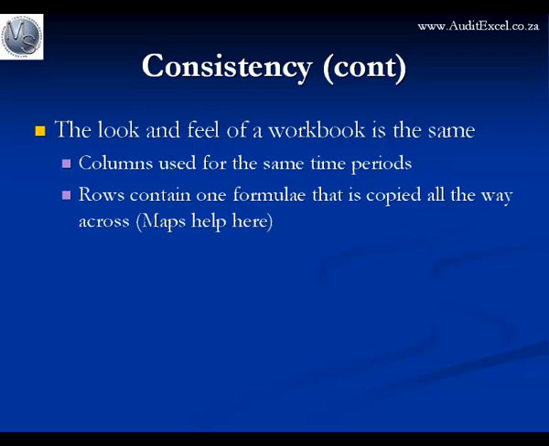The other important aspect is to make sure that the look and the feel of your workbook is exactly the same. So if in one sheet of your workbook you use a column for one time period, try and make all the sheets in that workbook use that same column for the same time period. Similarly with rows, if you have one row, try and make it one formula and copy that formula all the way across. From your experience with maps, I'm sure you can imagine the benefit this will have and the ease with which you'll be able to review a model where there's one formula that goes all the way across instead of having different formulas built to handle different situations through the row.